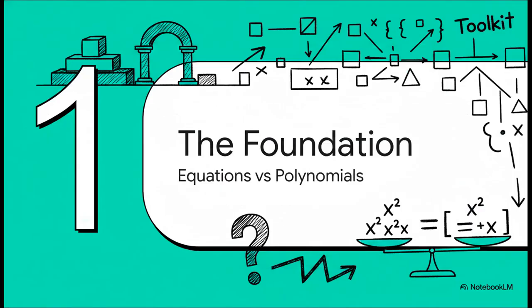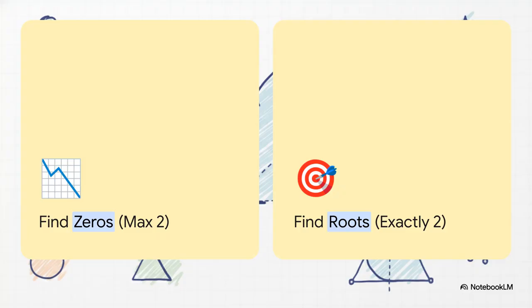Moving right along to the foundation, equations versus polynomials. Notice the precise shift in language here, guys. When you're dealing with a quadratic polynomial, meaning an expression without an equal sign, you're looking for its zeros. And a polynomial can have a maximum of 2 zeros. But the very second you take that polynomial and set it equal to 0, boom, you've created a quadratic equation. The terminology shifts completely. We stop looking for zeros and start hunting for roots. And just like our golden rule stated, an equation is going to give us exactly 2 roots.